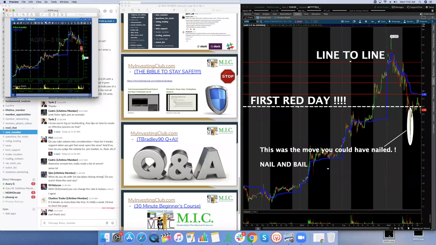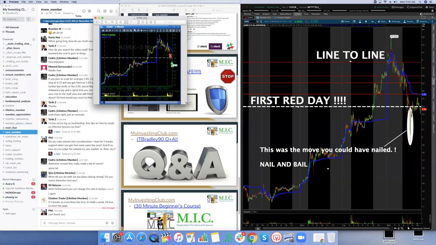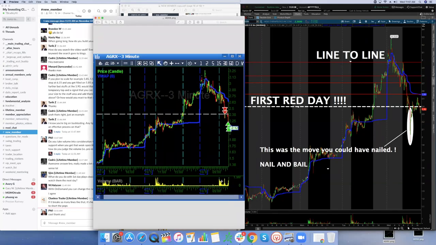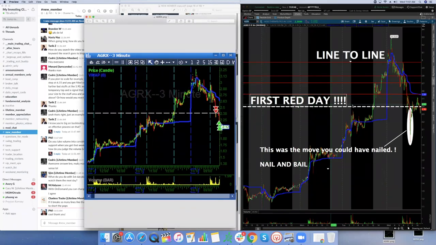This is a nail and bail, man. I don't overstay on first red days. They're really a great nail and bail setup. So here's what I was thinking: first red day, multi-day runner, stock up, shorts really get hurt. Then here's what happens. Here's the red to green line, previous close.